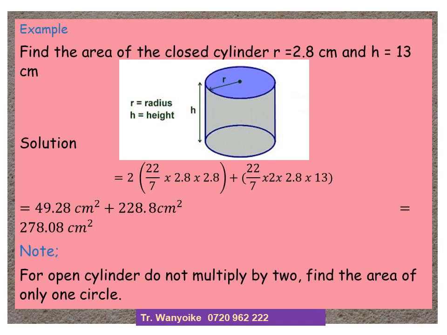So the area of that rectangle will become 228.8 centimeters squared. Then the area of the two circles will become 49.28 centimeters squared. So we add the two to get the surface area of this cylinder as 278.08 centimeters squared. Note that for an open cylinder, we don't multiply the area of the circles by 2. So we simply get the area of one circle and the rectangle.